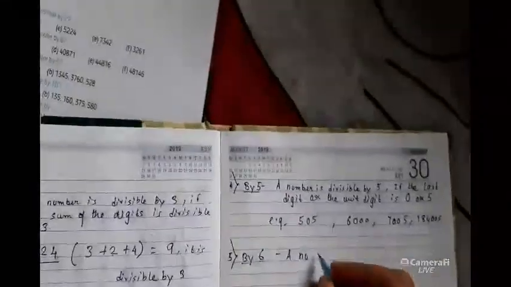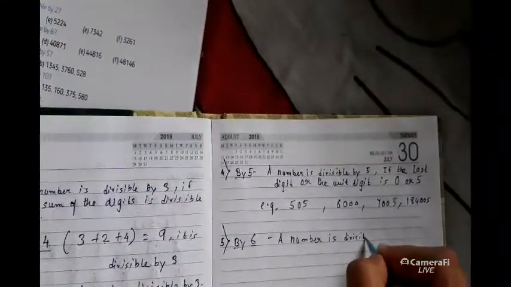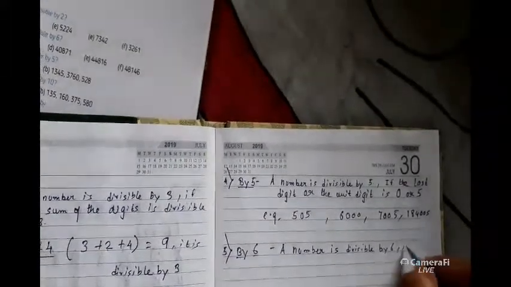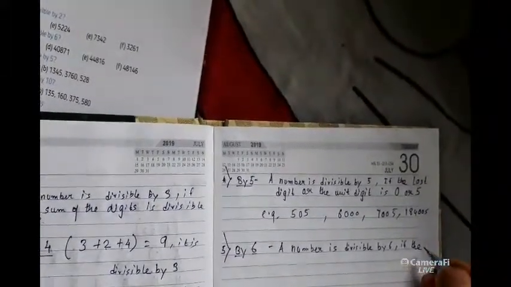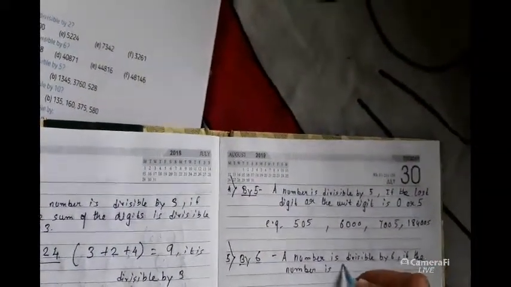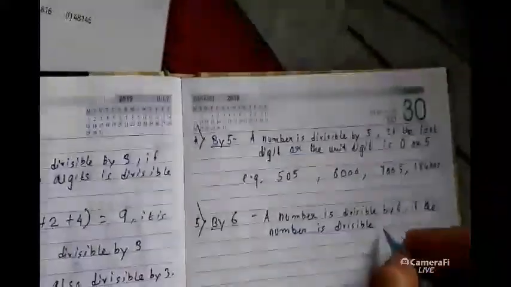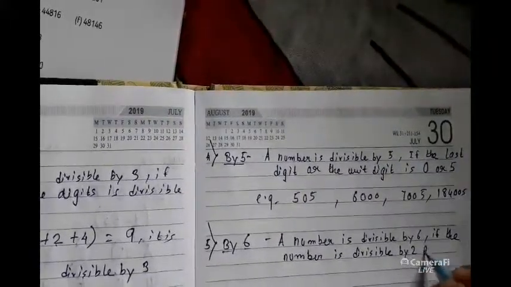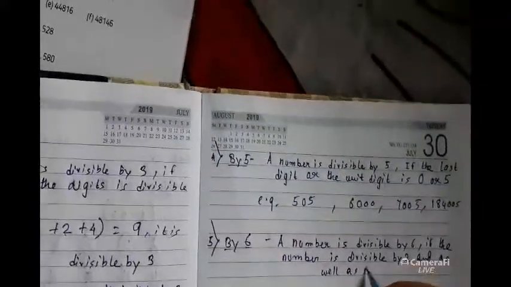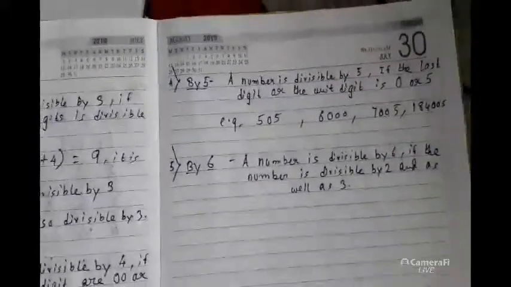Okay. Now, a number is divisible by 6 if the number is divisible by 2 as well as 3. So the number must be divisible by 2 as well as 3, then the number will be divisible by 6.